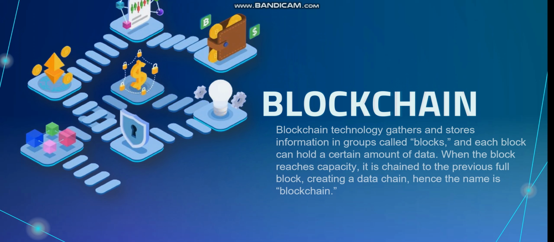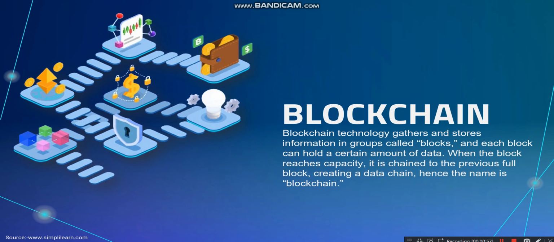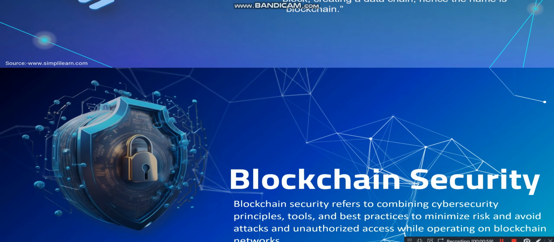So why is it called blockchain? Because, as the name shows, it is the combination of two words, block and chain. The data stored in blockchain is in groups called blocks, and each block can hold a certain amount of data. There is a limit. When the limit is exceeded and the block is filled with data, you have to move to another block, and the current one is chained with the previous one. This makes the chain of blocks. That's why it's called blockchain.